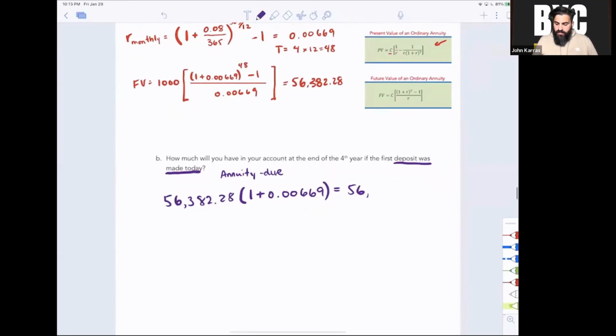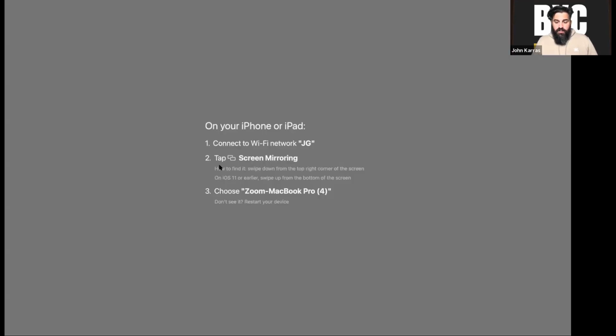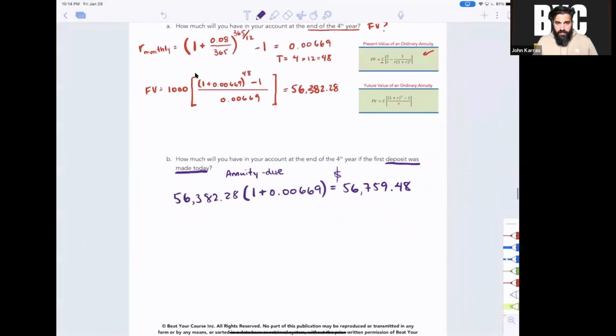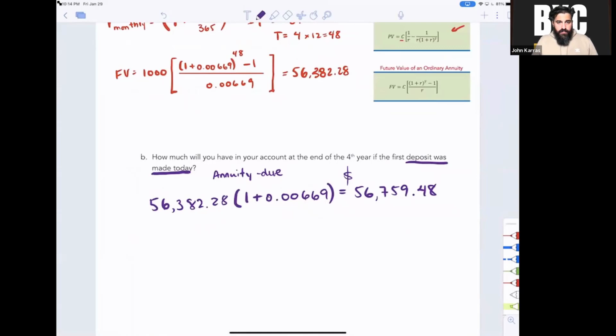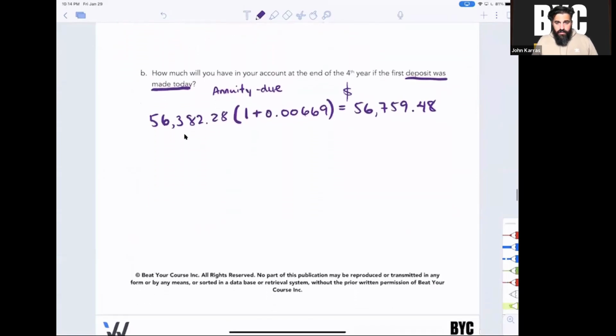Okay, my screen should come back. While my screen loads, I got 56,759 and 48 cents. I'm assuming, oh, there it goes, that we all got the same. Sorry, guys, this disconnects sometimes. There it is. Okay, very good. Cool.